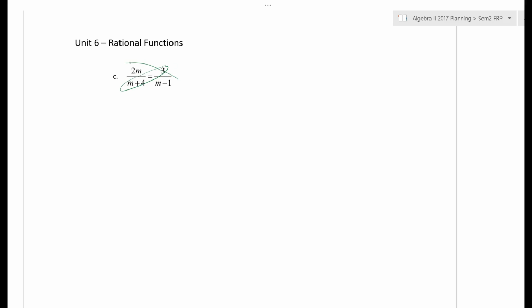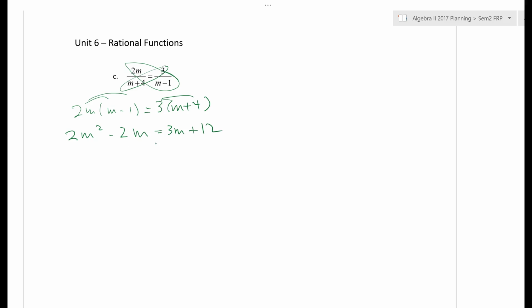But anyway, if we cross multiply this, we would get 2m times m minus 1. So the process is still the same. You'll see what I mean in a second, what I was talking about. 3 times m plus 4. To distribute both there, we get 2m squared minus 2m. Distribute to 3. 3m plus 12.